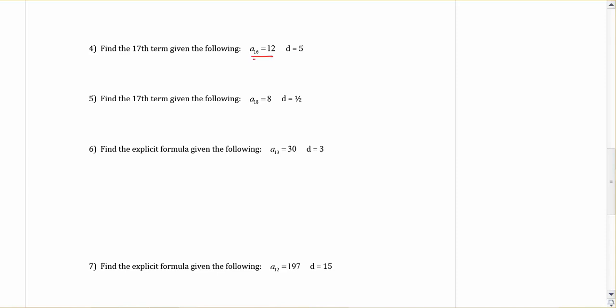If I know a sub 16 is 12, that means if I know the 16th term and I want to find out the 17th term, well, if the 16th term is 12 and they give me a common difference, if they're telling me this is an arithmetic sequence, then I know I use my common difference to add to get the next term. So if my 16th term is 12, if I want to go to my 17th term, I'm just going to add 5 to that and get 17.